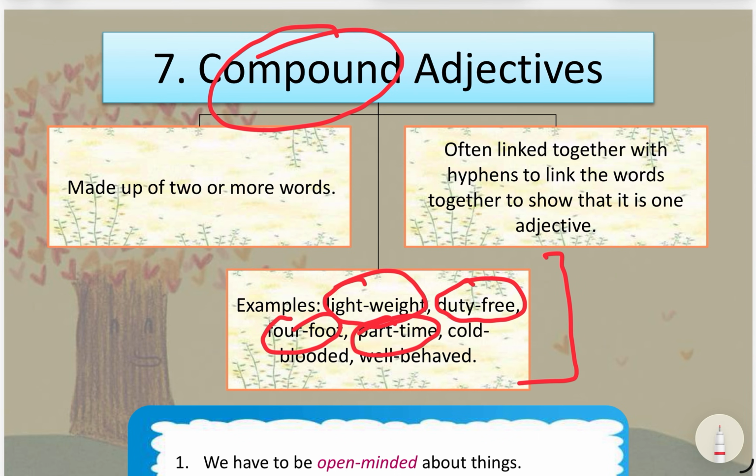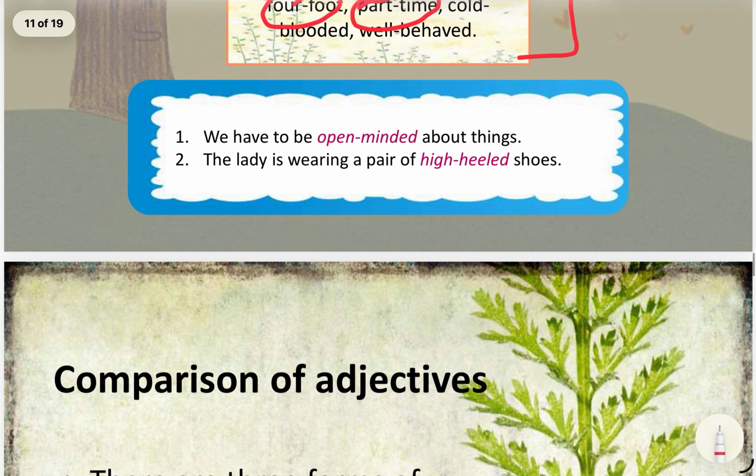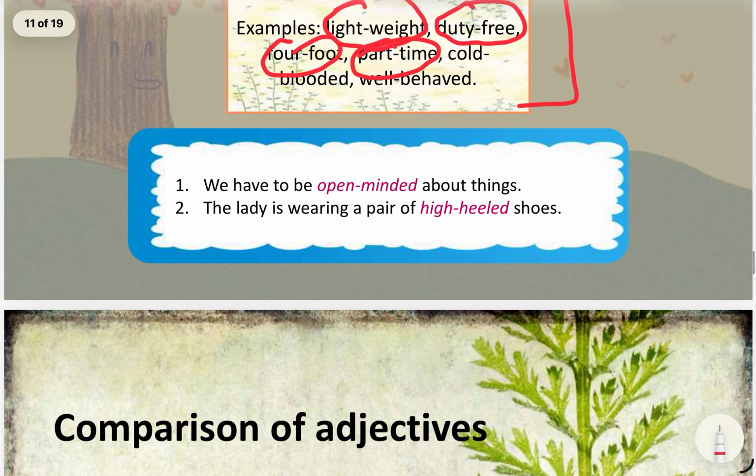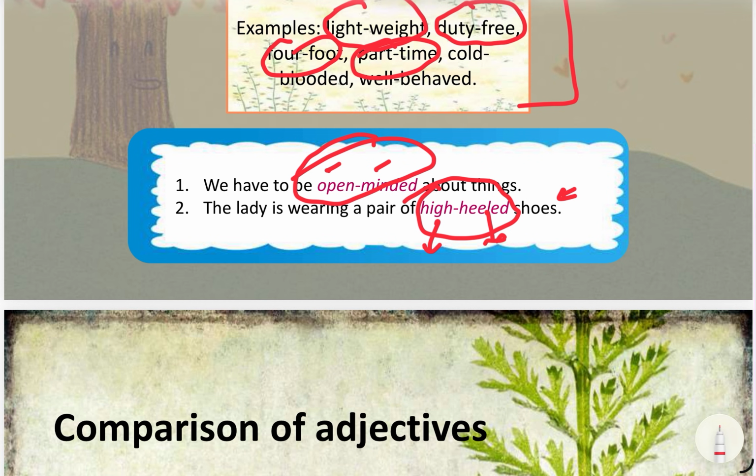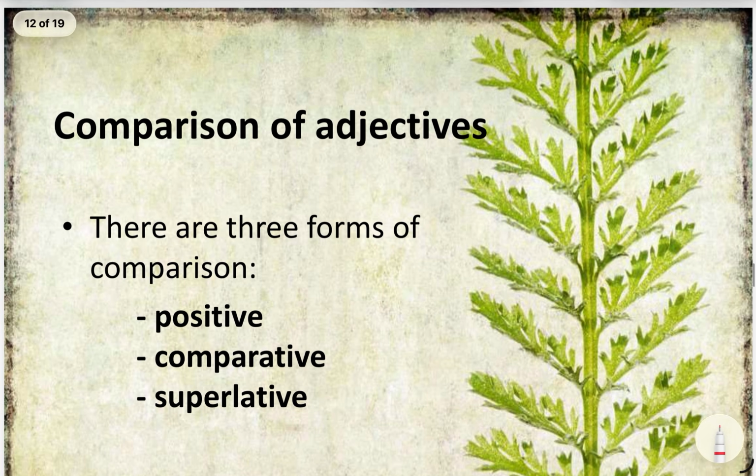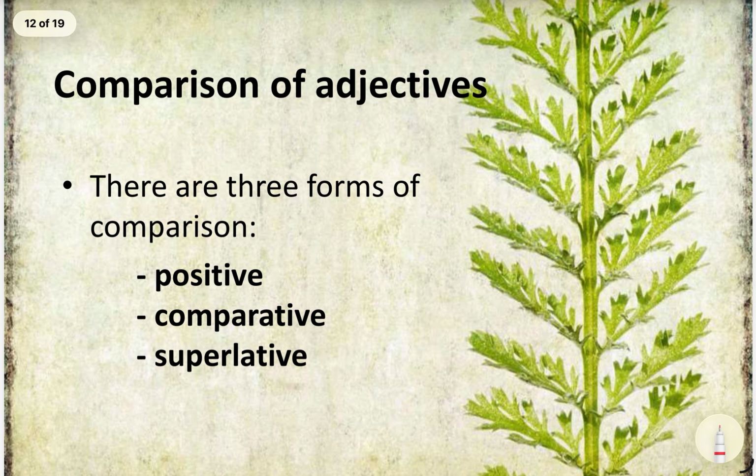compound adjectives. For example, we always tell that we have to be open minded about things. Here, open and minded, these are the compound adjective. The lady is wearing a pair of high heeled shoes. These are high heeled. Two words are defining the quality of these shoes. This is a compound adjective.